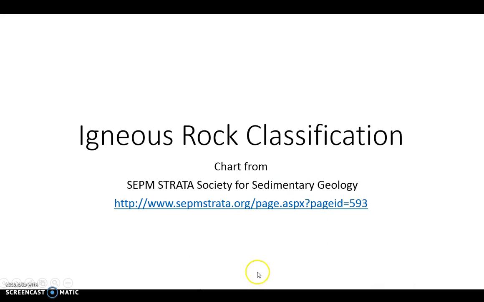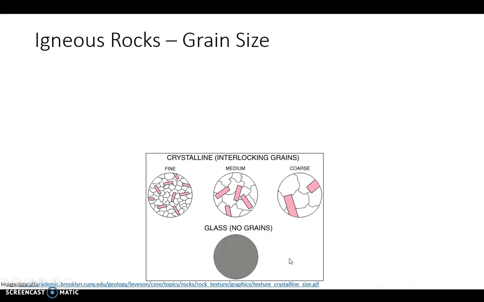All right. So where do we start? First of all, let's talk about grain size. Now, there are different ranges of grain size. We talk about fine grained, medium grained, coarse grained, and then sometimes if it's super fine, in fact it's got no crystals at all, we talk about it being glass.